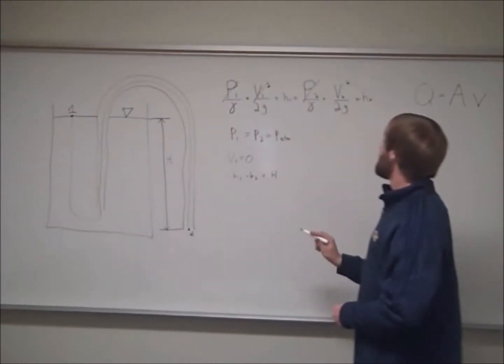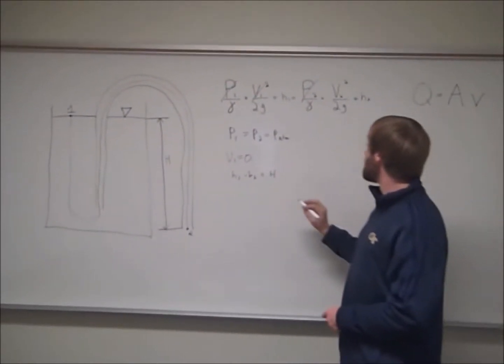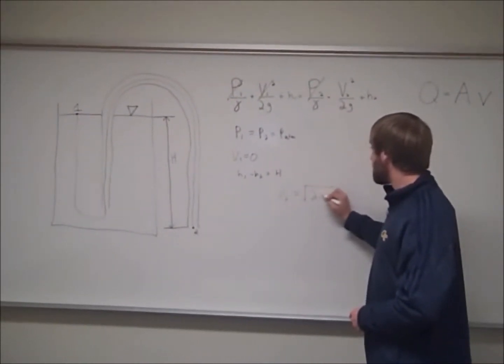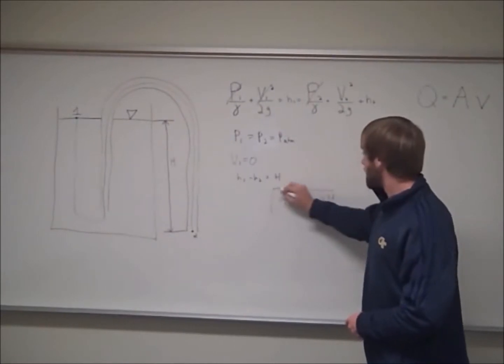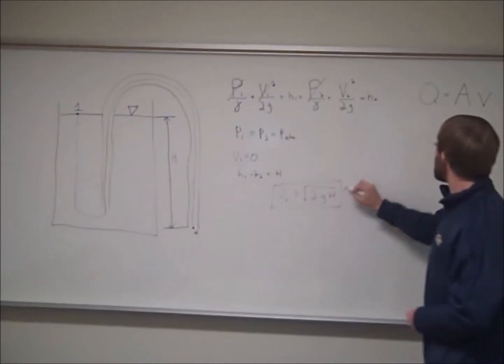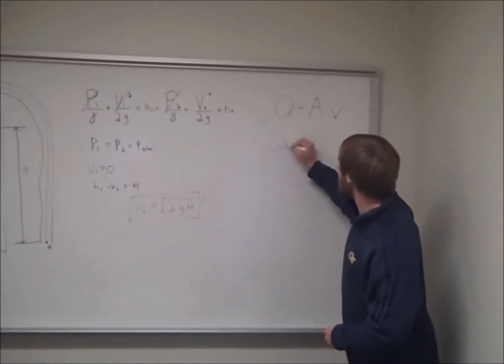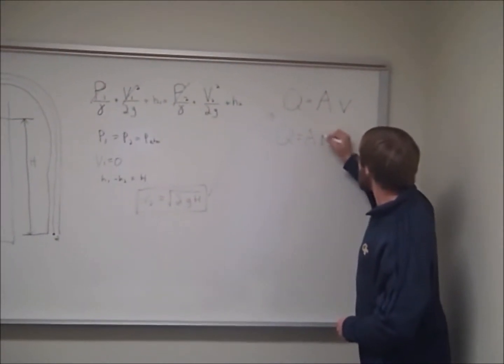So knowing that, we can plug it in, and we get that V2 equals square root of 2gh. And we're going to plug that in to our volumetric flow equation, and we get that Q equals A square root of 2gh.